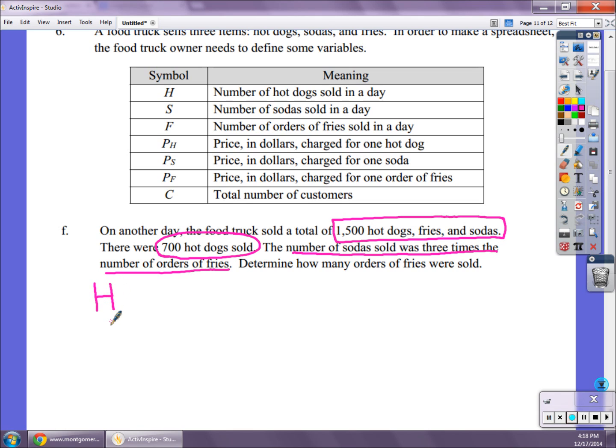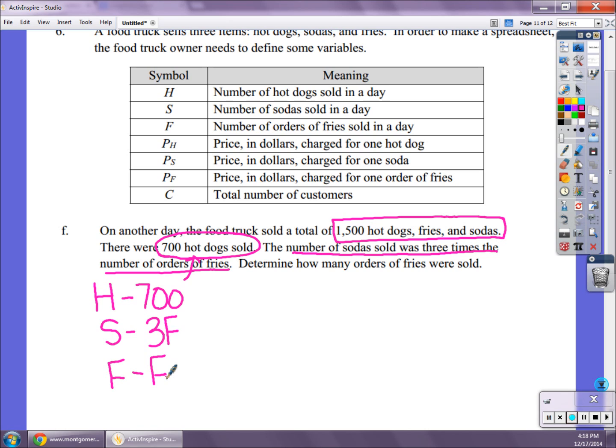H, S, and F. And when I say define, I want to actually come up with values or variables that represent each of those symbols. So we know hot dogs is 700. Why? Well, right here, there were 700 hot dogs sold. We know the number of sodas sold was 3 times the number of fries. I can write an expression for that. 3 times F, or 3F. And finally, we don't really know anything else about the fries. We just know that they're there. They're fries, and that's what we're solving for.